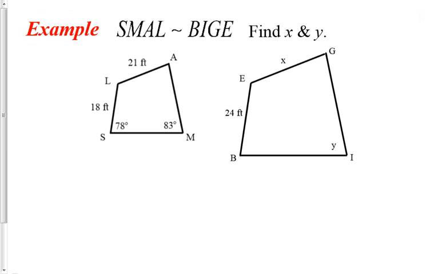All right. So in this example, we are being told in the similarity statement right here that quadrilateral SMAL is similar to quadrilateral BIGE. Small is similar to big. We have to find X and Y. You can see that X is the measure of side EG in the quadrilateral on the right, and Y is the measure of angle I.